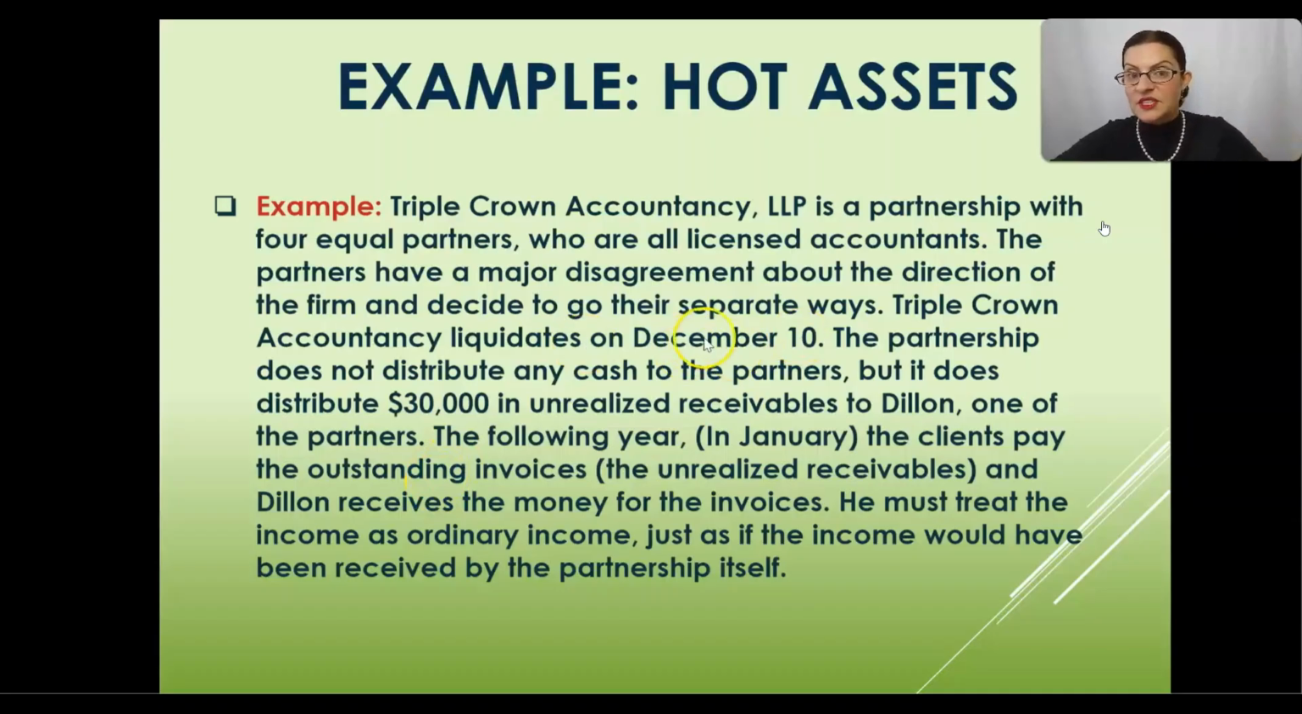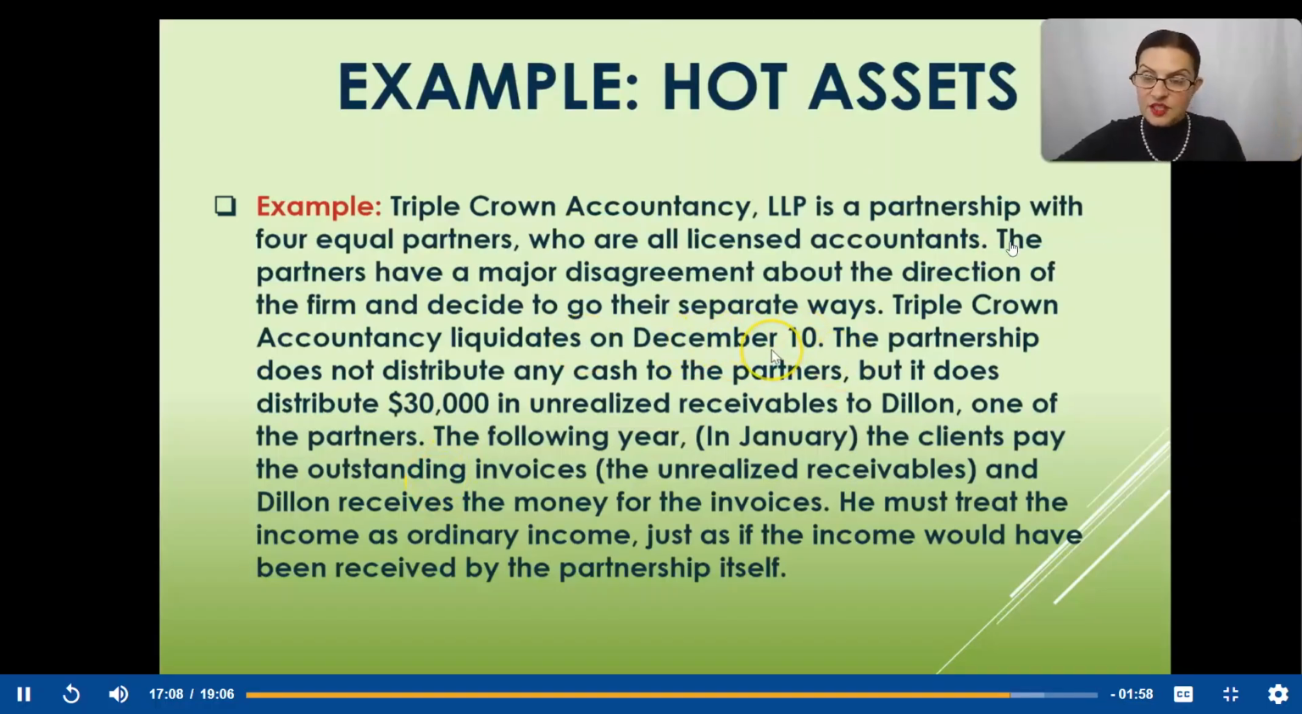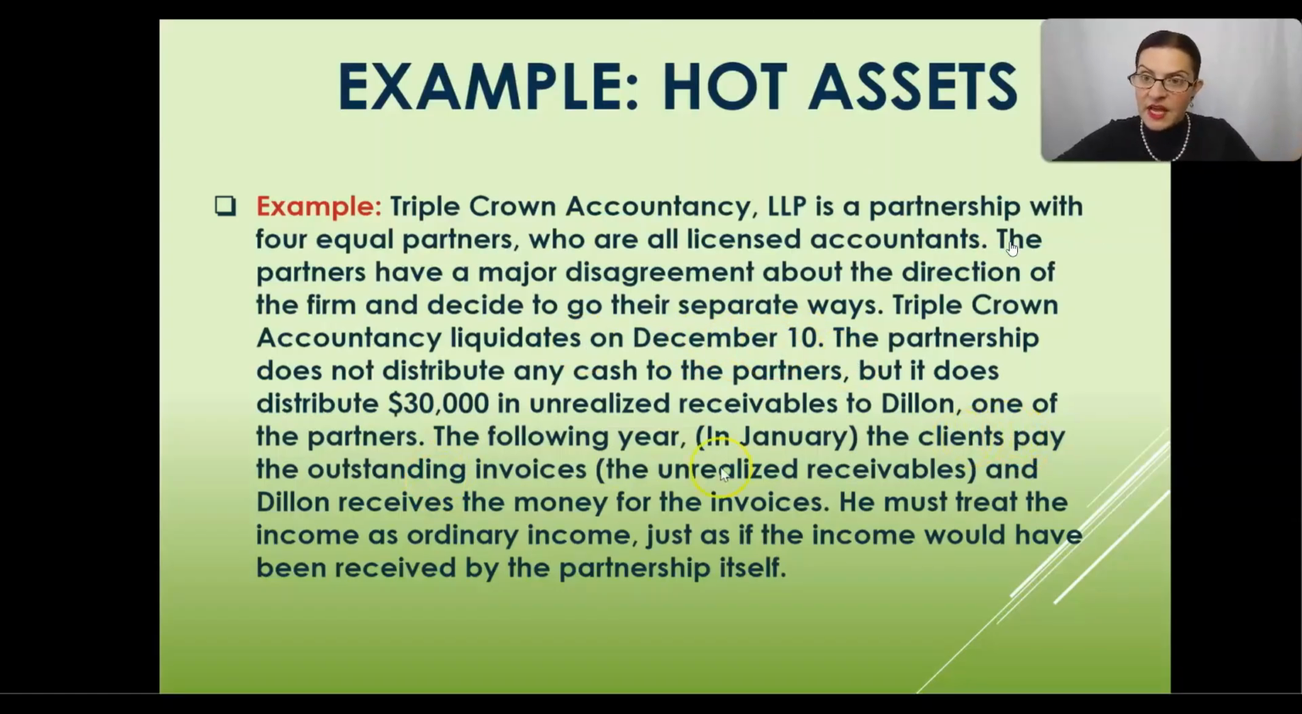The partnership actually dissolved on December 10th. So it dissolved in the prior year. And then in the following year, in January, let's say 30 days later, because most invoices are like net 30, right? The vendor gives you 30 days to pay many times. So the partnership dissolved in December. And then Dylan, the following year in January, gets the money from these outstanding invoices, which are unrealized receivables.